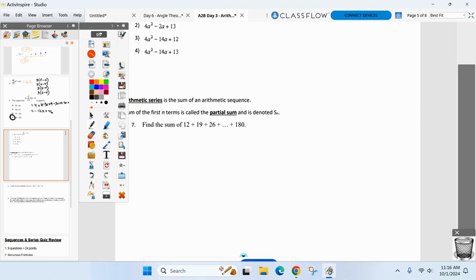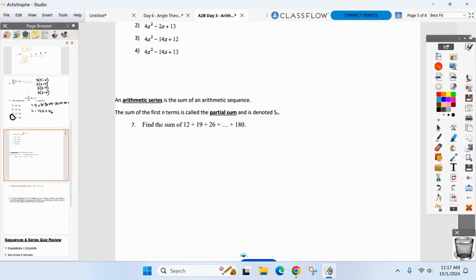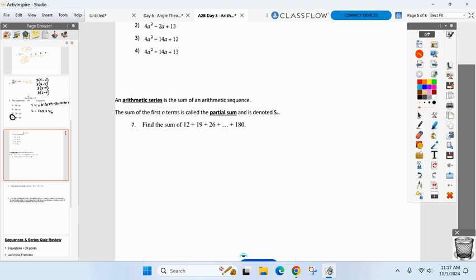Notice anything about it? 12, 19, 26. What am I doing? Adding 7. So this is called a what sequence? Arithmetic. Now this is where it's going to get intense. If I ask you to add up an arithmetic sequence only, if I ask you to add up those terms, you're going to do it using a sigma, all right?